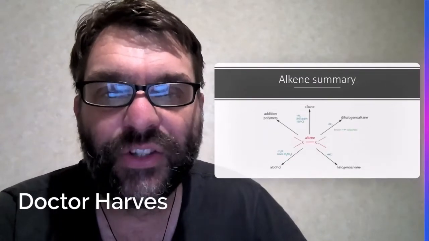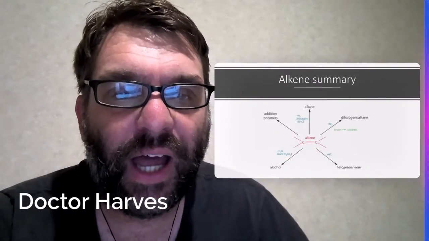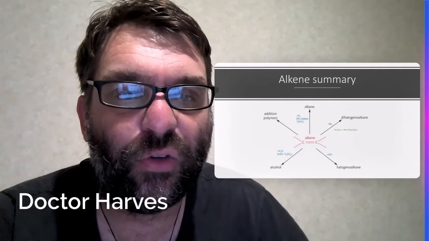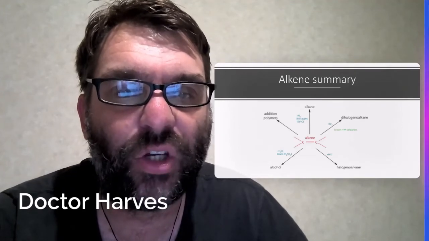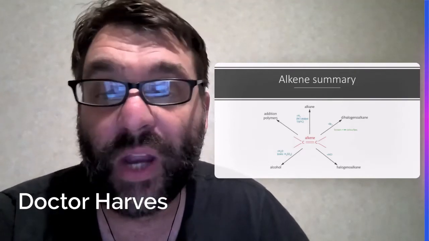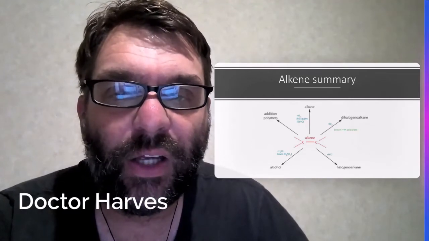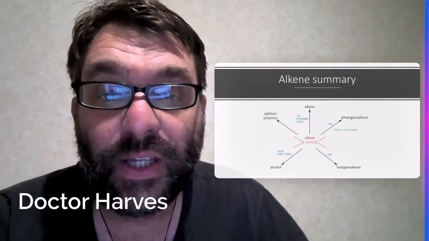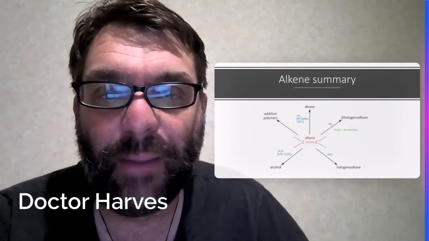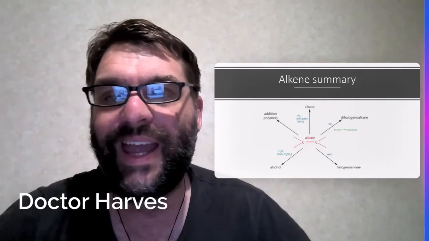Okay, so in summary, alkenes can undergo addition reactions to form dihalogen alkanes and halogen alkanes, addition reactions to form alkanes with hydrogen added across the double bond, addition polymers, and also water can be added to form alcohols as a summary.